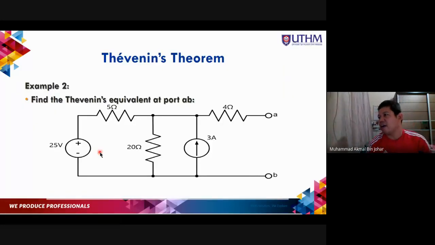Okay, now let us take a look at the second example, or example kedua. Find the Thevenin equivalent at port AB, similar to just now. This question also already took out the port, the part A circuit. So kita tak perlu asingkan. Kita tak perlu kenal pasti siapa part A, siapa part B. Kerana dia dah beritahu, this is the part A. Tolong kirakan apakah Thevenin equivalent dekat port AB.